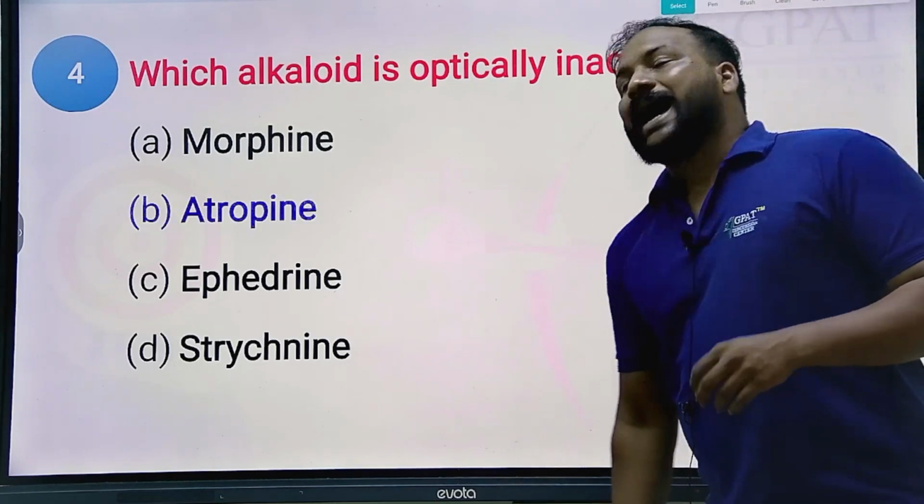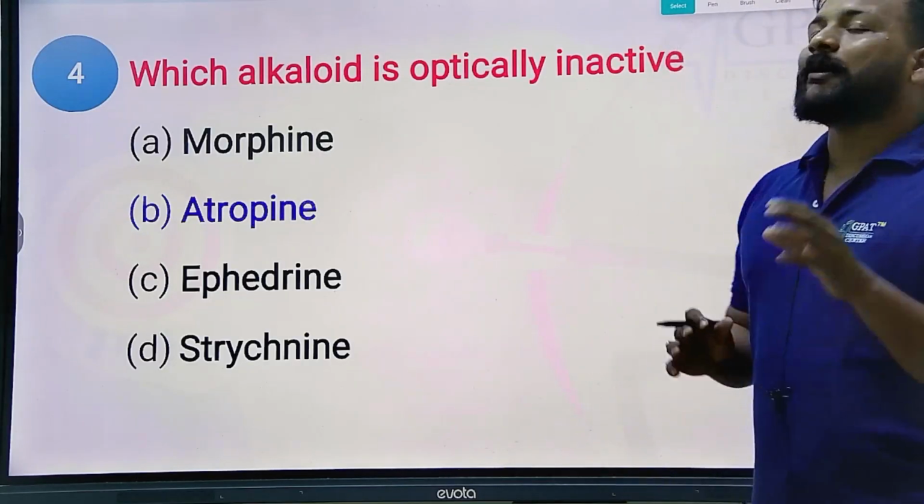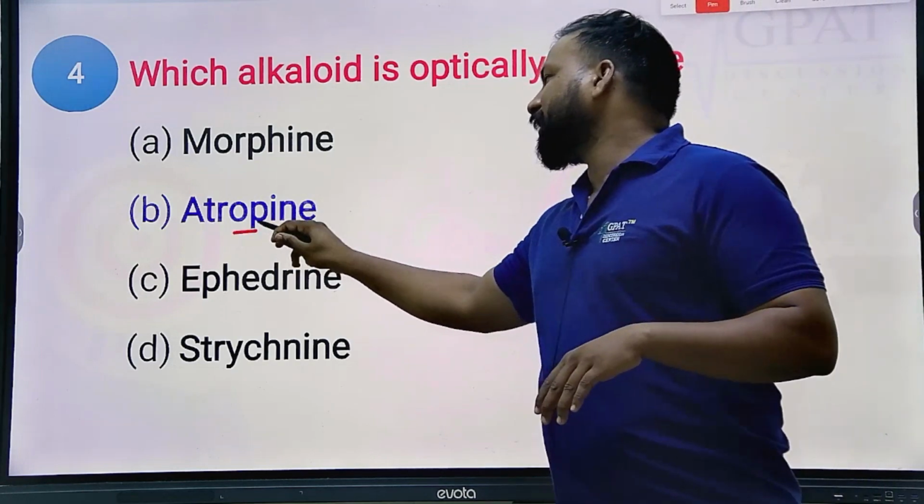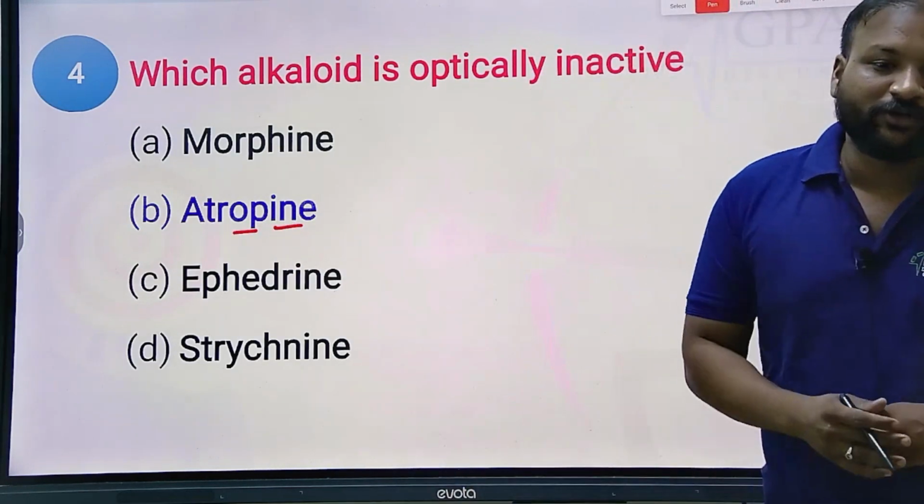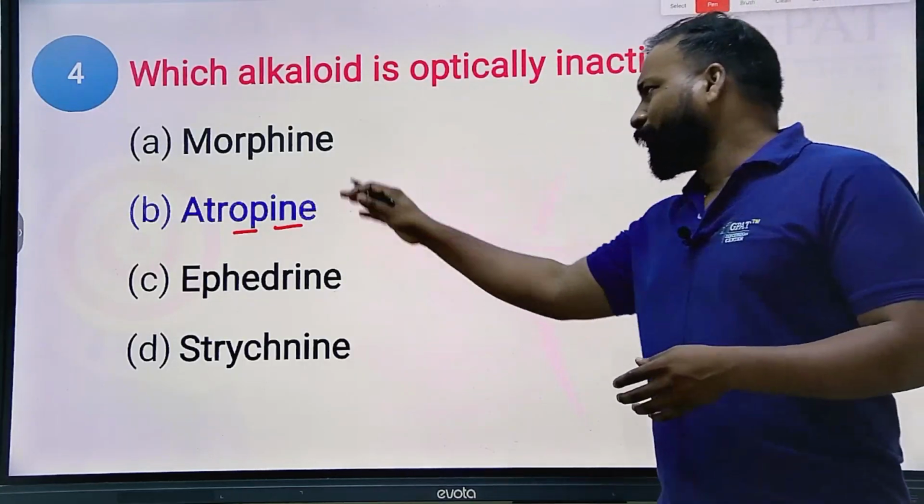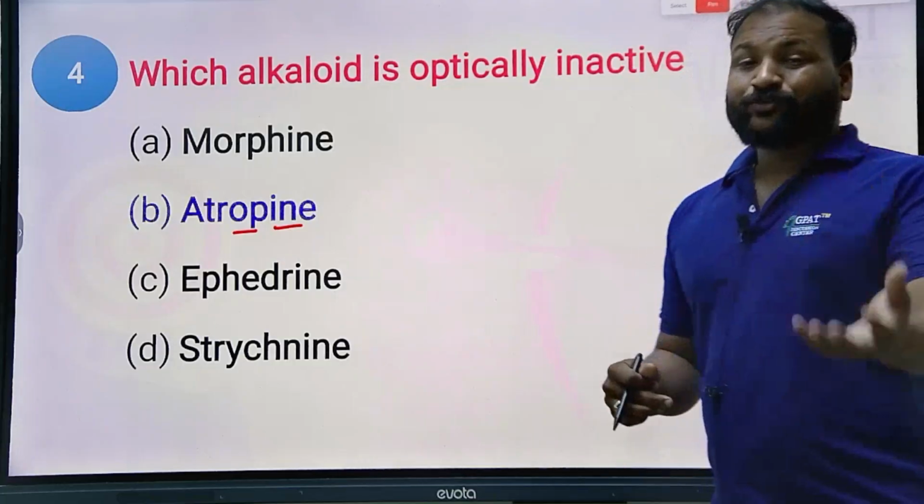Atropine and papaverine, these two are optically inactive. Do remember like that: OP optically, IN inactive. Clear? Nowhere else can you find such a hint. Optically inactive: atropine as well as papaverine.